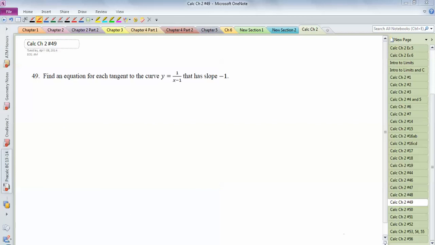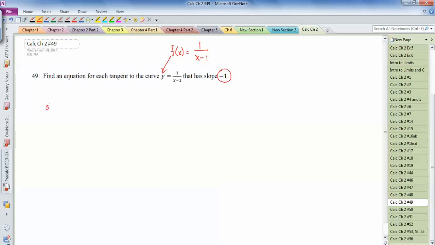Okay, Calc Chapter 2, number 49. We're trying to find tangent line equations for this curve y. I'm going to call y also f of x. So let's write this. F of x equals 1 over x minus 1. And we want the slope of those tangent lines to be negative 1.